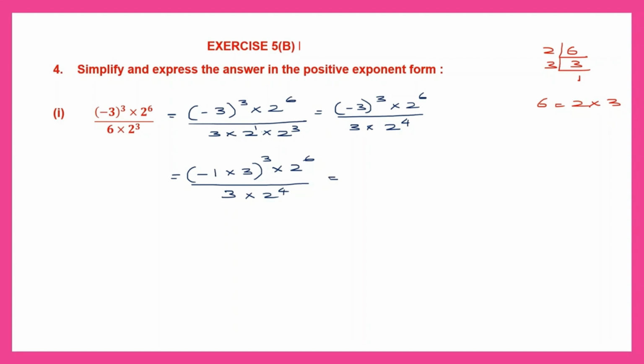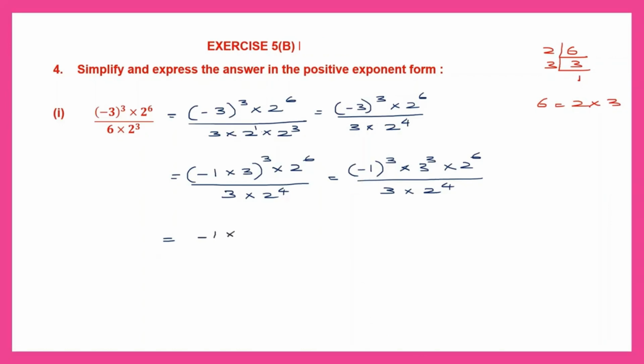So if I open the brackets, it will be (minus 1) raised to the power of 3 into 3 to the power of 3, isn't it? And 2 to the power of 6. And in the denominator, I have 3 into 2 to the power of 4. Now let's work out this (minus 1) raised to the power of 3. Remember, any negative integer, if it is raised to a power which is odd, the answer will be negative. So minus 1, if you multiply it 3 times, your answer will be negative 1. So that is already minus 1.